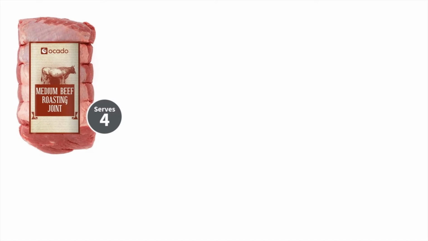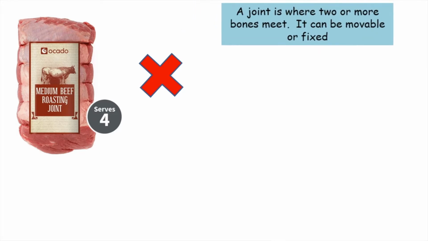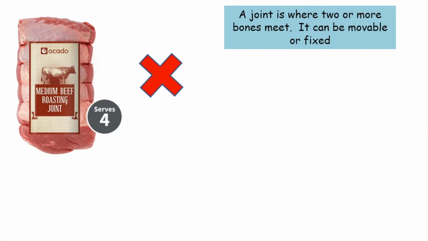So the question is, what is a joint? We're not talking about your afternoon roast, like your medium roast, beef roasting joint, nor are we talking about drugs either. A joint is where 2 or more bones meet. It can be movable or fixed.